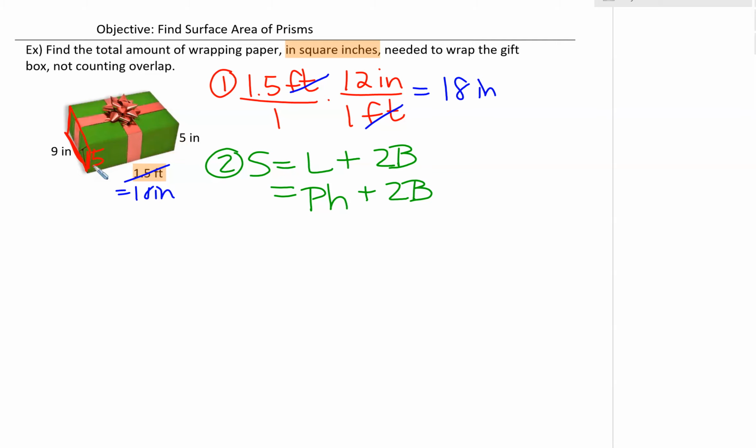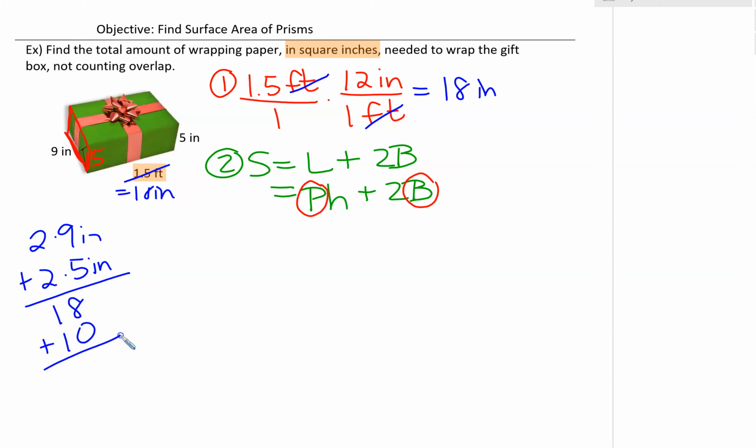And that means that is the rectangle I'm finding the perimeter of, and that is the rectangle I'm finding the basic area of. So the perimeter of that rectangle would be 2 9s plus 2 5s. So 2 times 9 inches plus 2 times 5 inches, or 18 plus 10, which would give me 28 inches for that perimeter. So this is 28 inches.